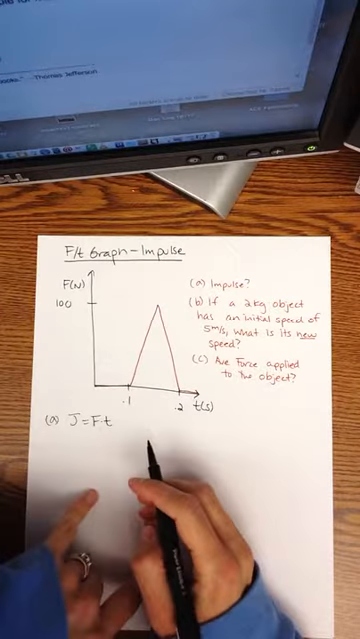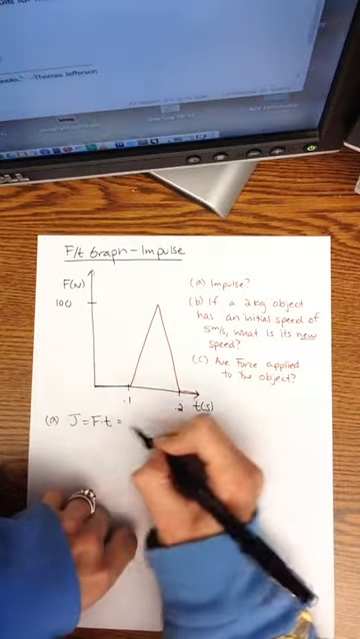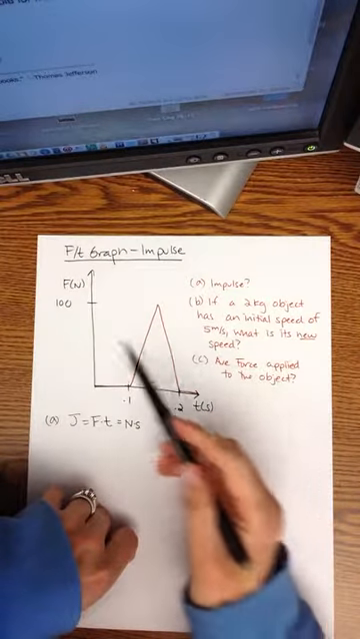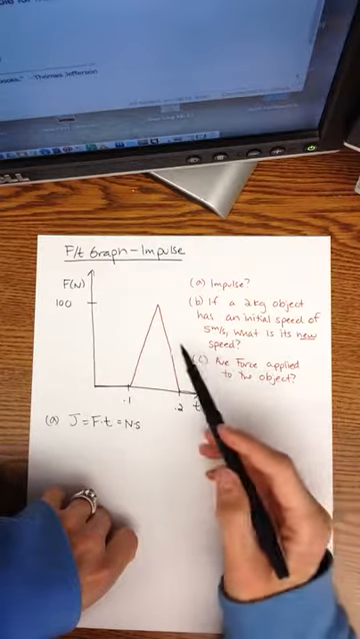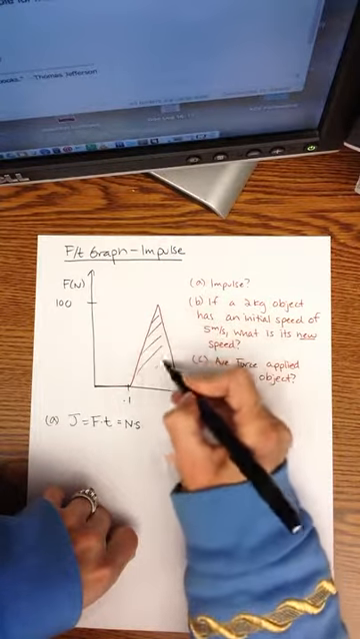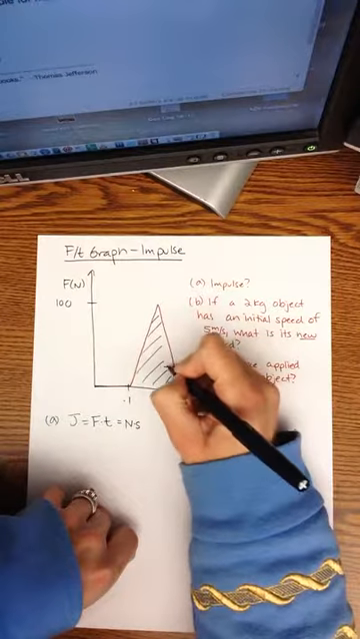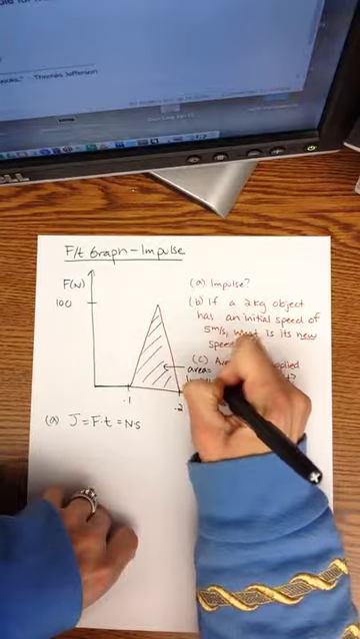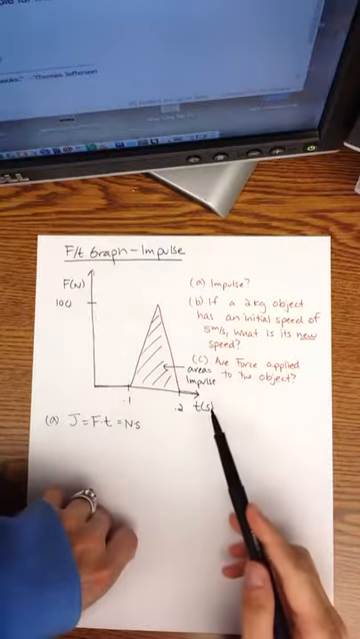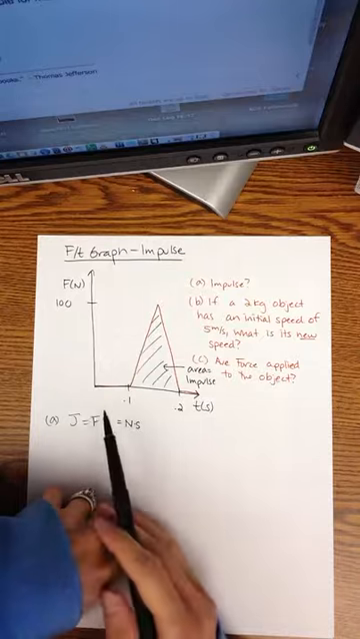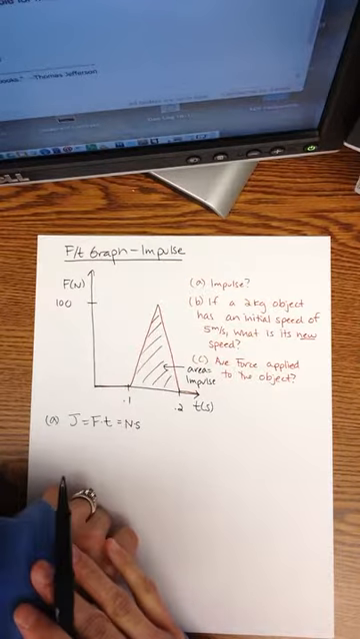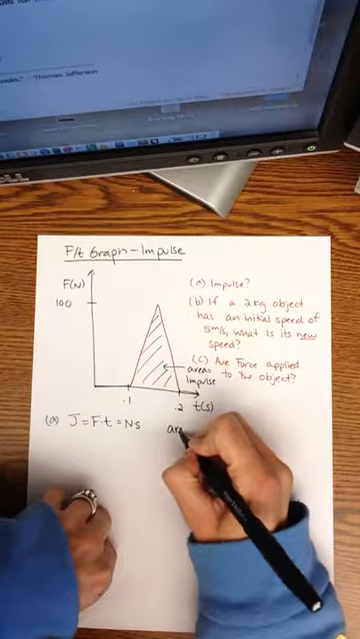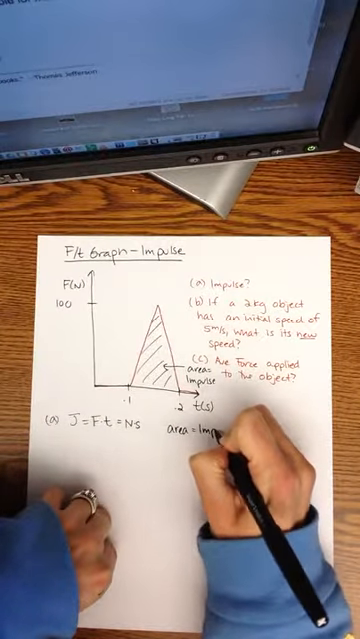So another way I can find impulse is to know that the units for impulse is newtons times seconds. And when I look at this graph, the area of this shape is going to equal the impulse. Because the units are newtons in seconds. So newtons times seconds gives me the area here. Okay. So I'm going to use the area. And because this shape is a triangle, I'm going to use the area that's going to equal the impulse.